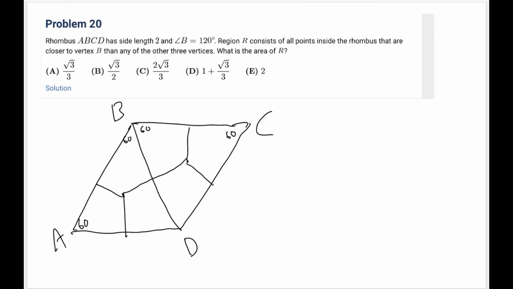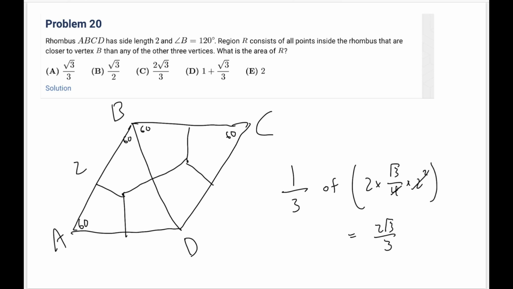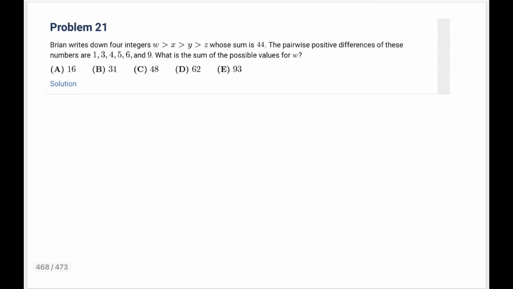And then this area will be 1/3 of the total thing, right? Of the total thing, and since the side length is 2, the total thing is 2 times root 3 over 4 times 2 squared. These cancel, and this is 2 root 3 over 3. The answer is C. Number 21.